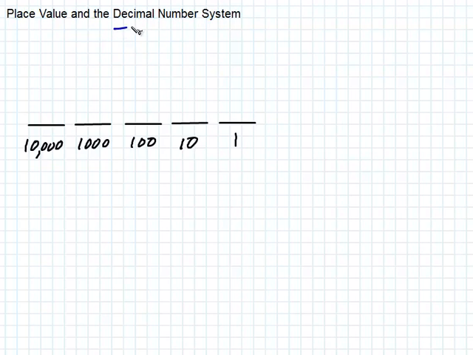We have a decimal number system that uses place value to create numbers of any size. It's a system where you can make numbers that go as big as you want and also as small as you want. So any number whatsoever can be represented in this number system. That's not always been the case.